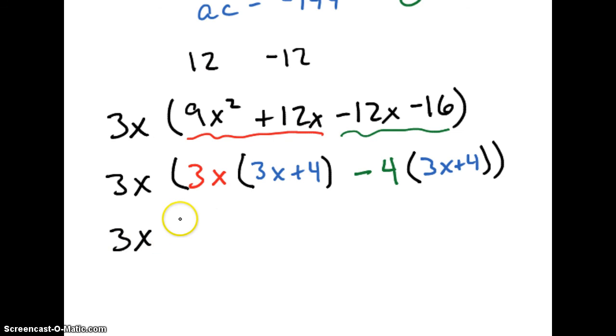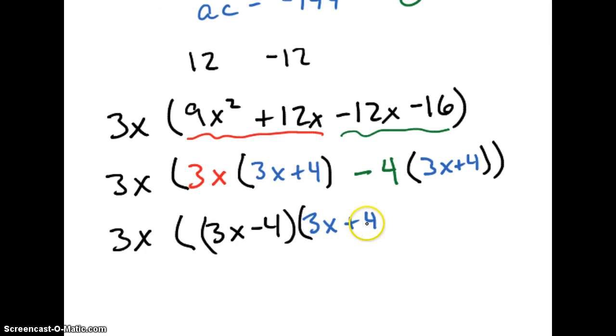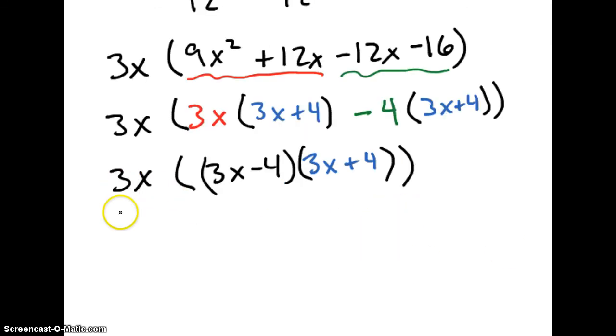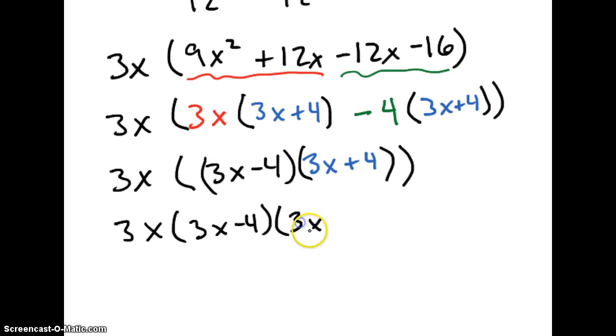This gives me 3x times 3x minus 4. All of that is in one set of parentheses, and in the other set I have 3x plus 4. And again, I don't need those parentheses. 3x times 3x minus 4. Need this set, but not this outside set. And 3x plus 4. This is my fully factored form.